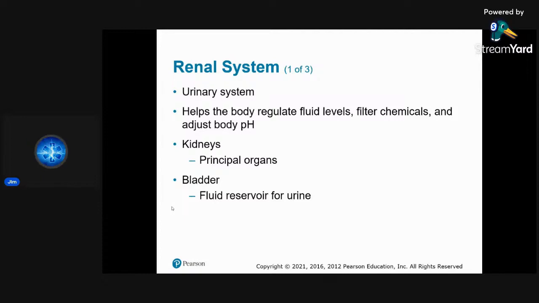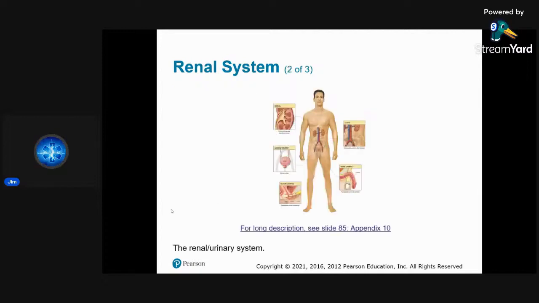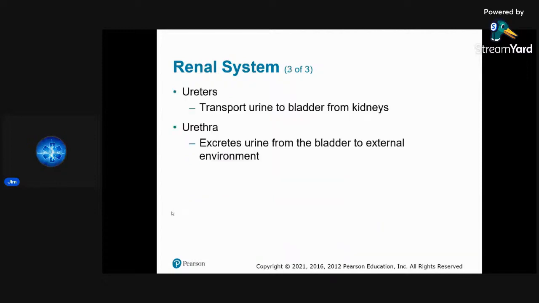The bladder is the fluid reservoir for urine. It's where the urine is stored. Once the kidney has filtered the fluid and made it into urine, then it goes to the bladder. Here's a nice picture of that. Ureters transport urine to the bladder from the kidney. This is a whole tube that moves urine from the kidneys to the bladder. The urethra is what excretes urine from the bladder to the external environment. So this runs from the bladder to the end of the penis or the opening of the vagina.